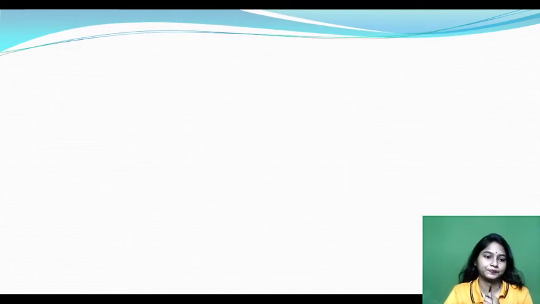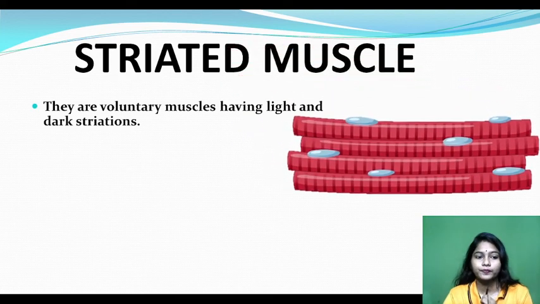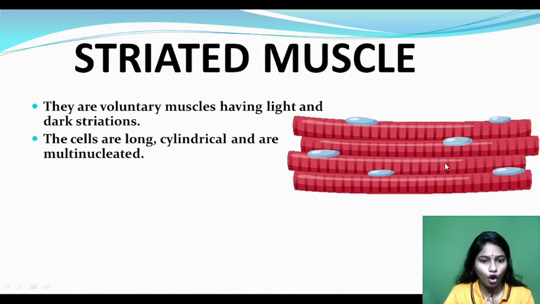So let's see, what are striated muscles? Look, they are long. See, they are voluntary muscles, which means we can control their movement, having light and dark striations. It means you can see these scratches, which are called striations. And the cells are long, cylindrical, and multinucleate. You can look in the picture also. It means in one cell there is more than one nucleus.